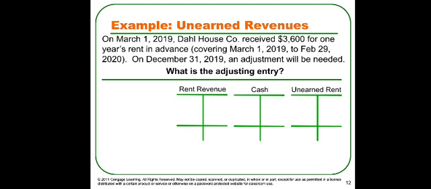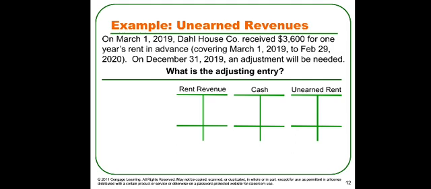Okay, this is the number 4 type of adjusting entry. The situation is like this. Imagine that this is your business. You have a business, and then on March 1st, 2019, your business received 3,600 for 1 year's rent in advance.